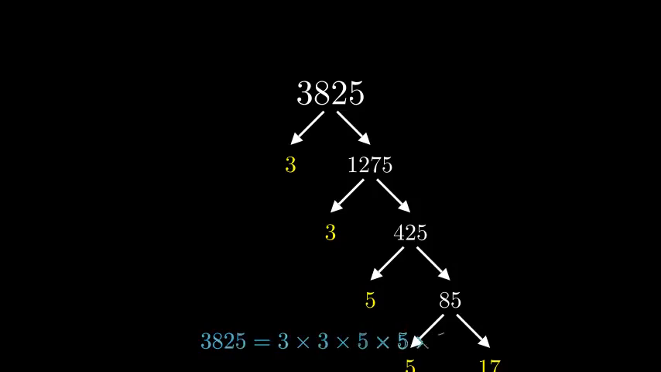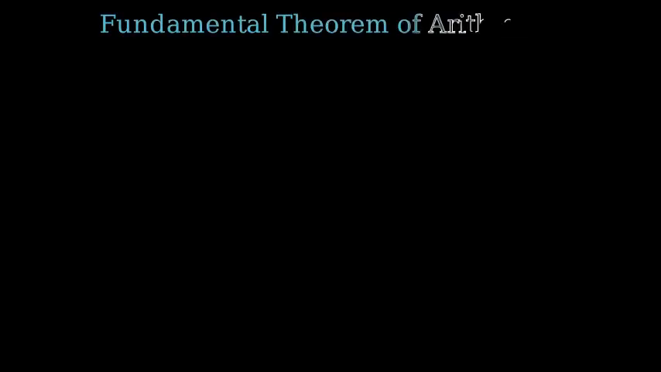Writing this in index notation, 3825 equals 3 squared, times 5 squared, times 17. This is the unique prime factorization of 3825. The fundamental theorem of arithmetic states that every composite number has a unique prime factorization.